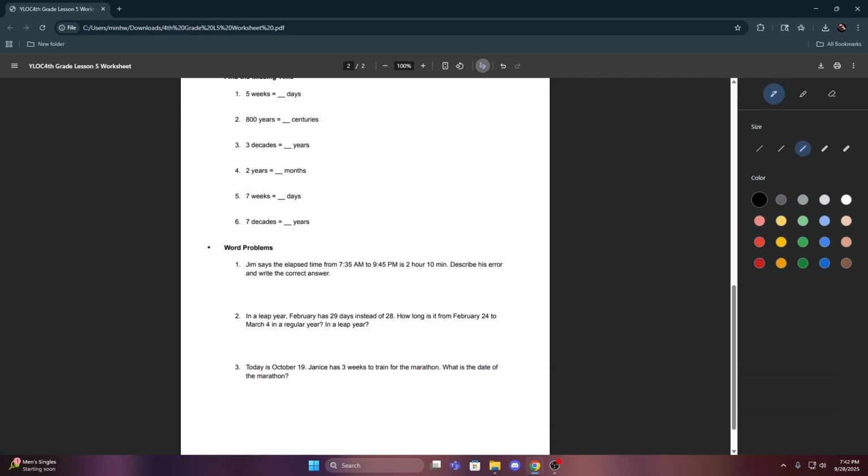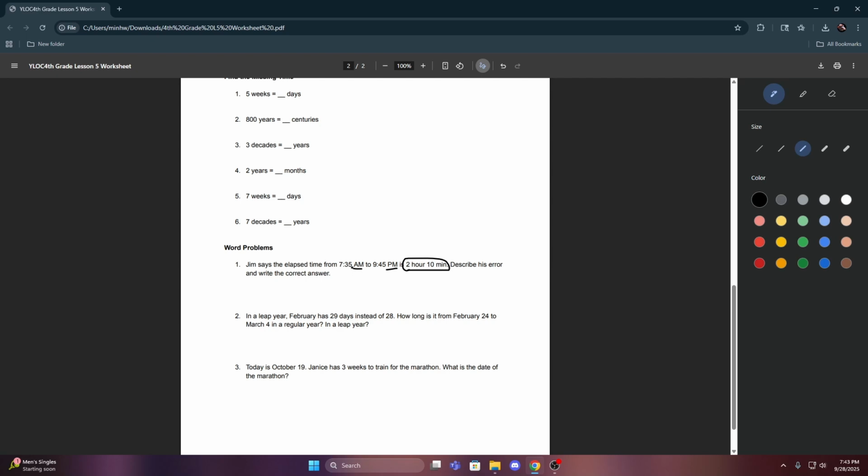Now on to word problems. Number 1. Jim says the elapsed time from 7:35 a.m. to 9:45 p.m. is 2 hours and 10 minutes. Describe his error and write the correct answer. So now, if you notice, I underlined AM and PM because it's easy to confuse these and think that both times are an AM or PM.